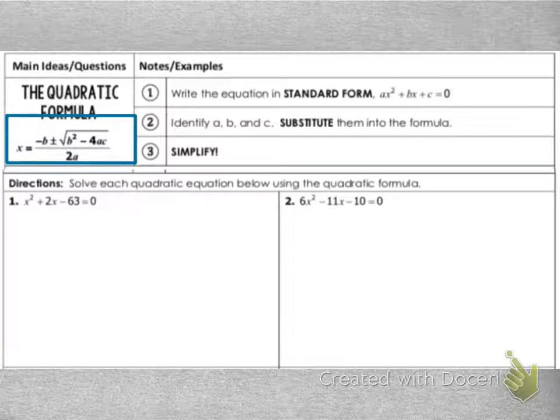X equals opposite of b plus or minus square root b squared minus 4ac all over 2a. Solve, solve, solve.